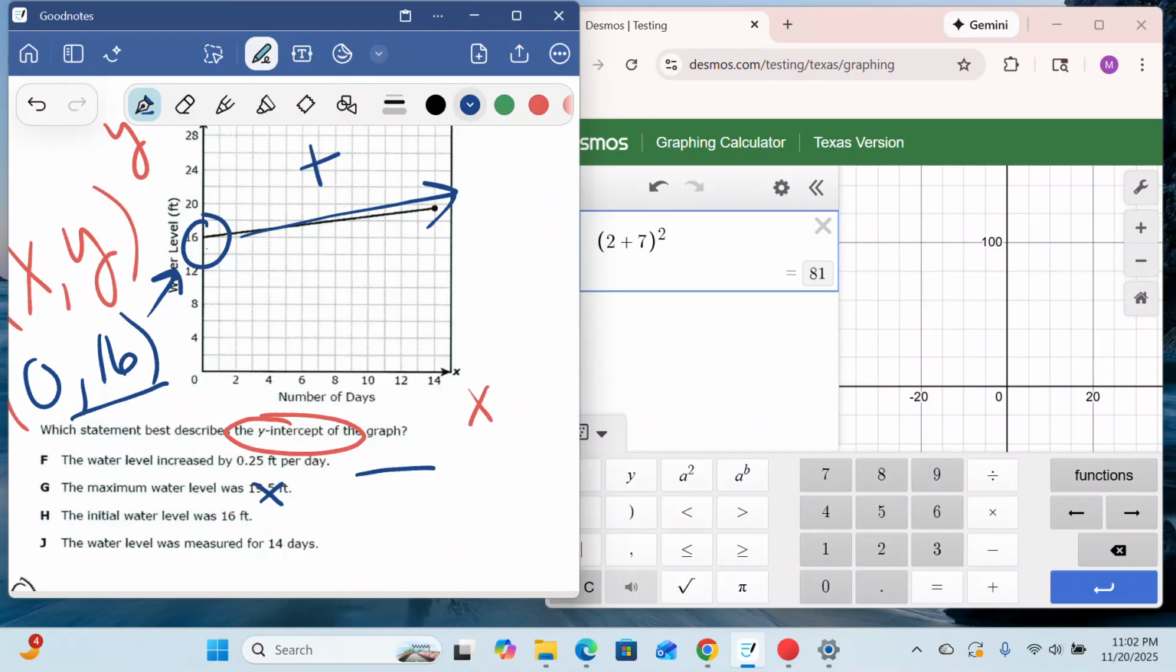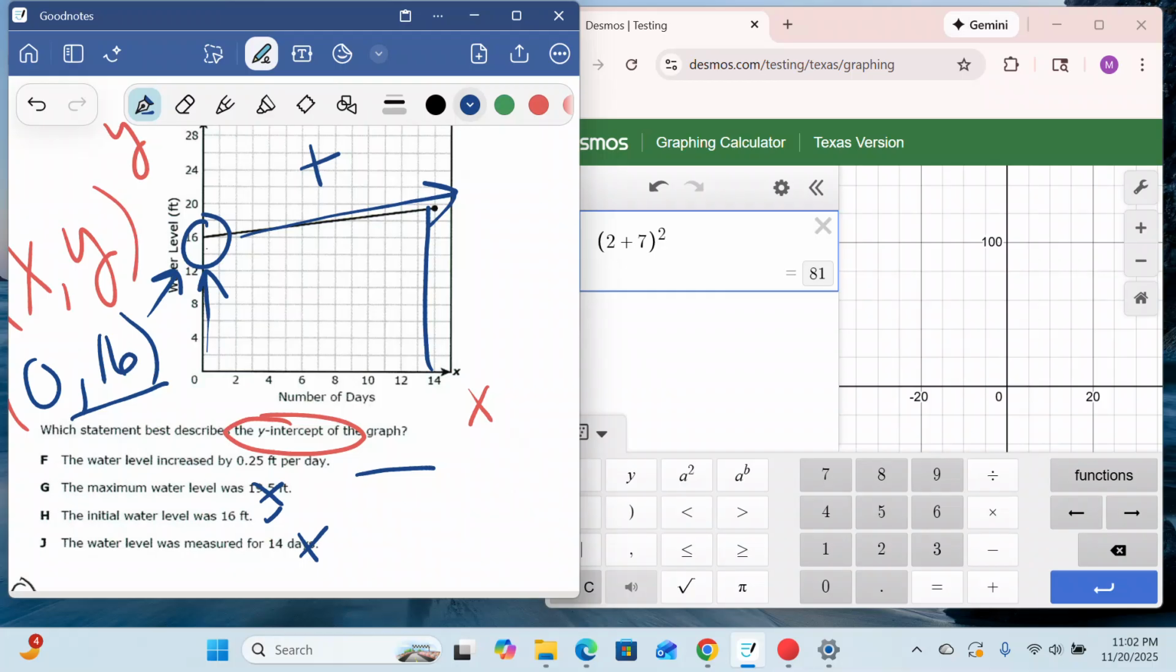The initial water level is 16. Well, my water level at 0 days is 16. This looks kind of right. And my water level was measured at 14 days. Well, it is measured, but that's not my y-intercept, so this one is wrong. Now I'm stuck between F and H.